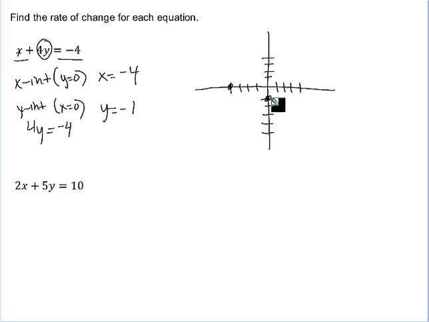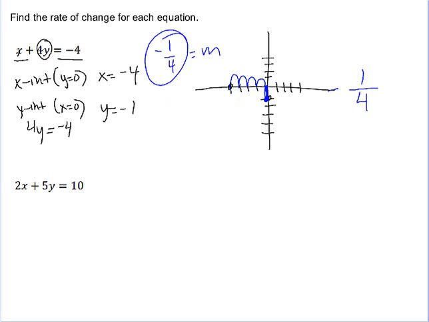Y-intercept of negative 1. Rate of change is rise over run, so we can count. Starting at one of the points, we had to rise 1. And then we had to go over to the left, 1, 2, 3, 4. Since we were going to the left, it makes it negative 4. So here, our rate of change, or our slope, is negative 1/4.